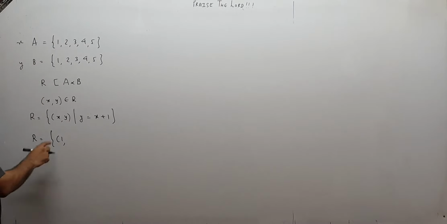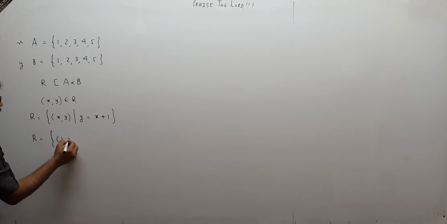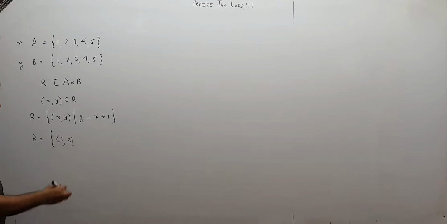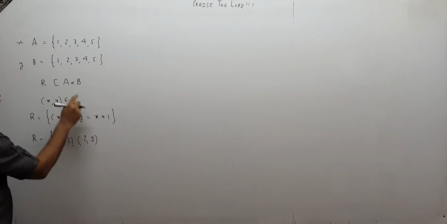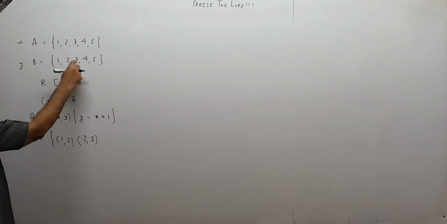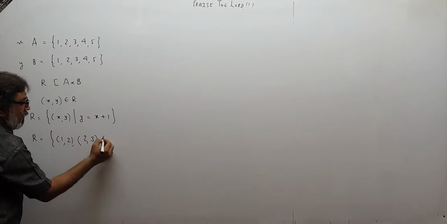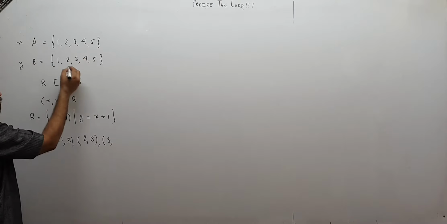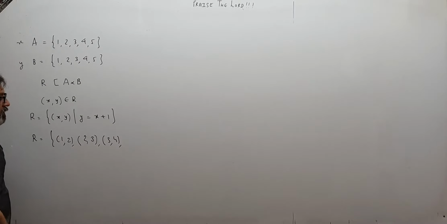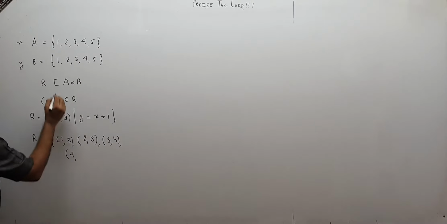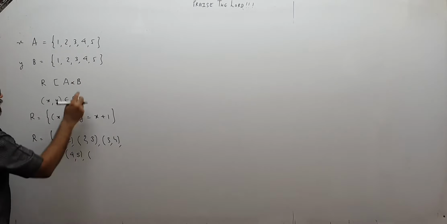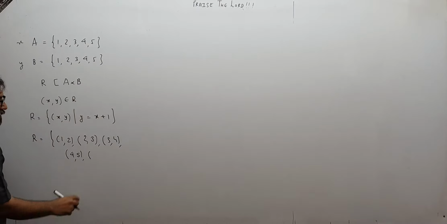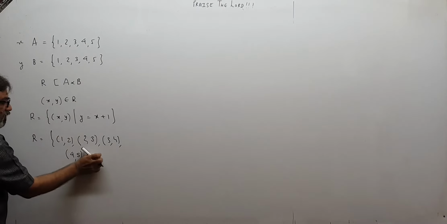If x is 1, y will be how much? 2. 2 is present over here. So (1, 2) can come in this relation. When I keep x as 2, y will be 3. 3 is present, that is okay. When I take x as 3, y will be 4, so (3, 4) will come. If I take x as 4, then y will be 4 plus 1, that is 5. So (4, 5) can come. If I take x as 5, then y will be 6. But 6 is not present over here. So (5, 6) cannot come.